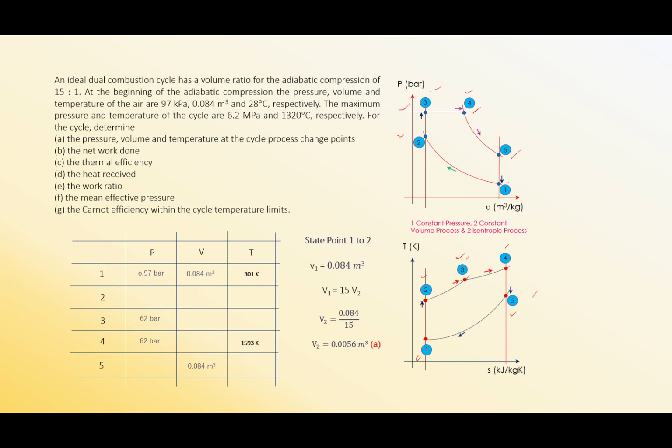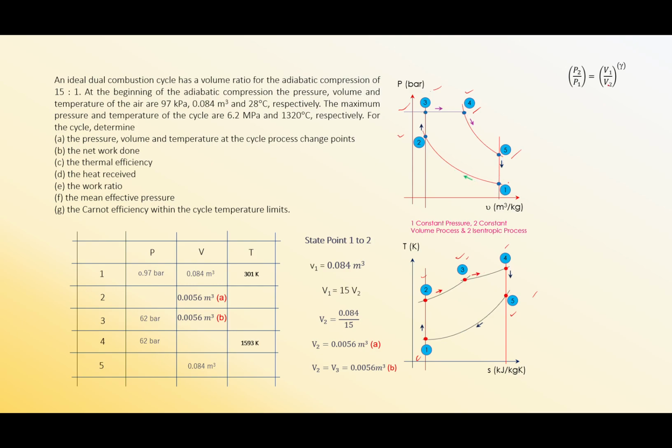Then you substitute your 0.0056 into the table, filling up the table. Then the next thing, of course your 0.3 as well, because we know from the PV diagram that 2 to 3 is actually a constant volume. So your V2 and V3 are the same.